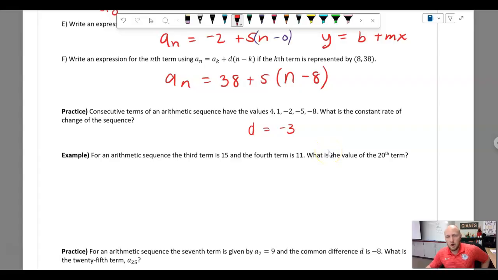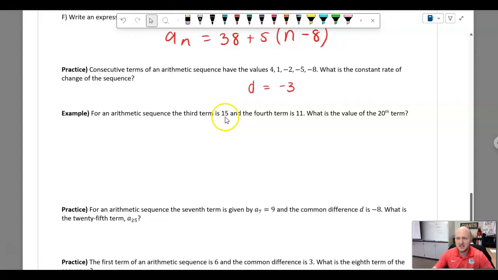All right, so what are some applications of finding terms with arithmetic sequences? Let's go ahead and see. They say here in this question, for an arithmetic sequence, the third term is 15 and the fourth term is 11. What is the value of the 20th term? So I can set up an equation: A sub n equals a sub k plus d times n minus k. And I can plug in this given information to help me find the common difference.